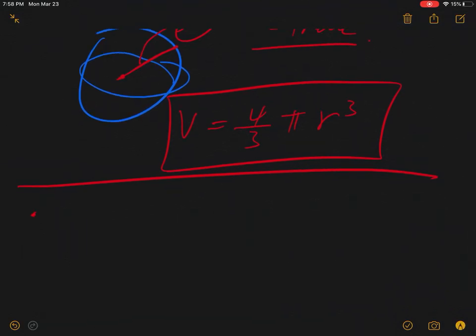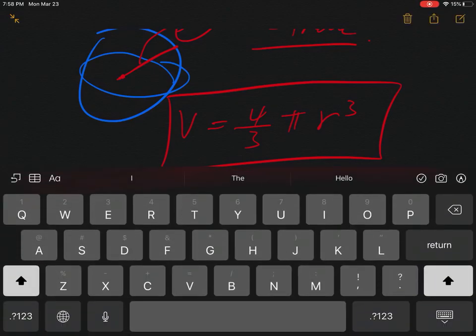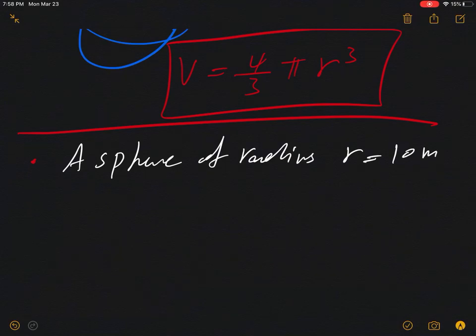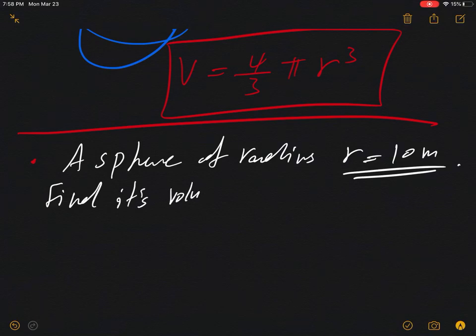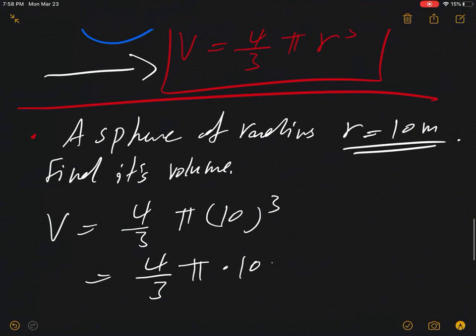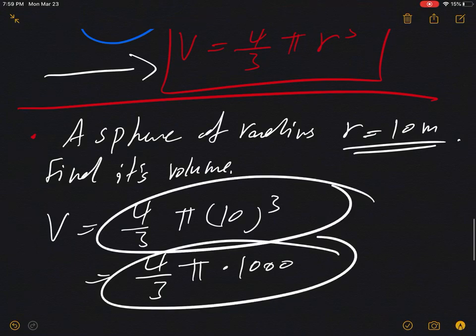Okay, an example. Suppose that there is a sphere of radius r equals 10 meters. Find its volume. According to the formula, the volume is equal to 4 over 3 pi times r cubed. What is r? Just 10, so 10 cubed. So 4 over 3 times pi times 1000, and you can just plug all of that into your calculator from the beginning, and you will be able to find the volume. That's it.